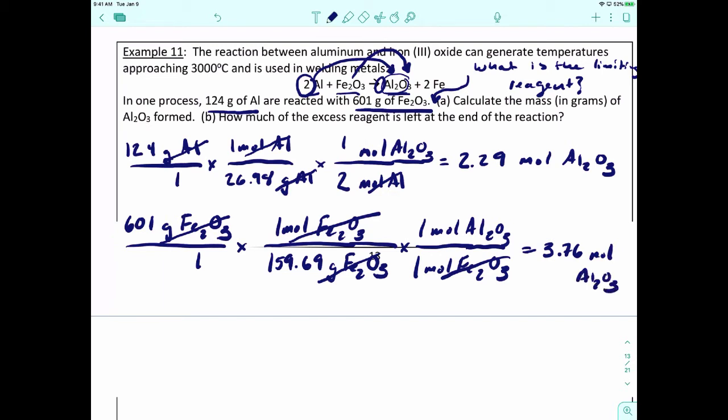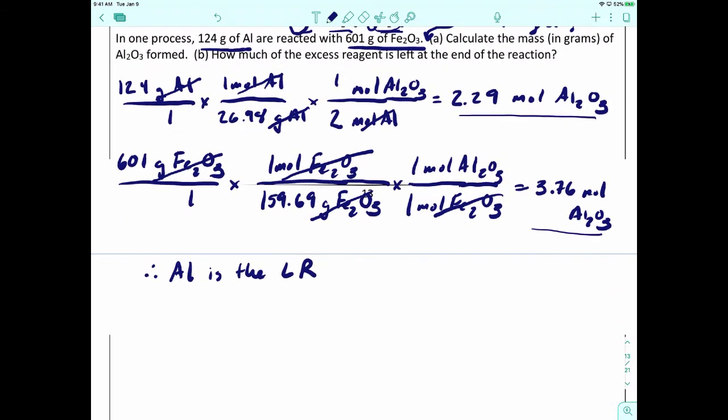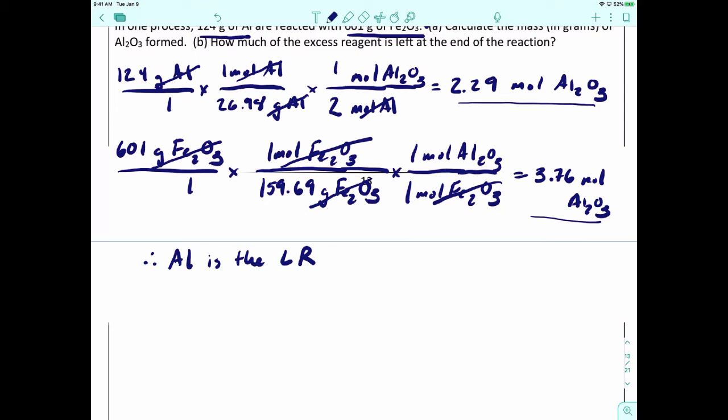All right, so to determine which one runs out first, we have to look at the least amount of product that's formed. Aluminum gives us 2.29 moles of Al2O3. Iron 3 oxide gives us 3.76 moles of Al2O3. So since aluminum produces the least amount of product, our conclusion is that aluminum is the limiting reagent. Okay. All right, yay. Based on this, now we can start answering some questions.